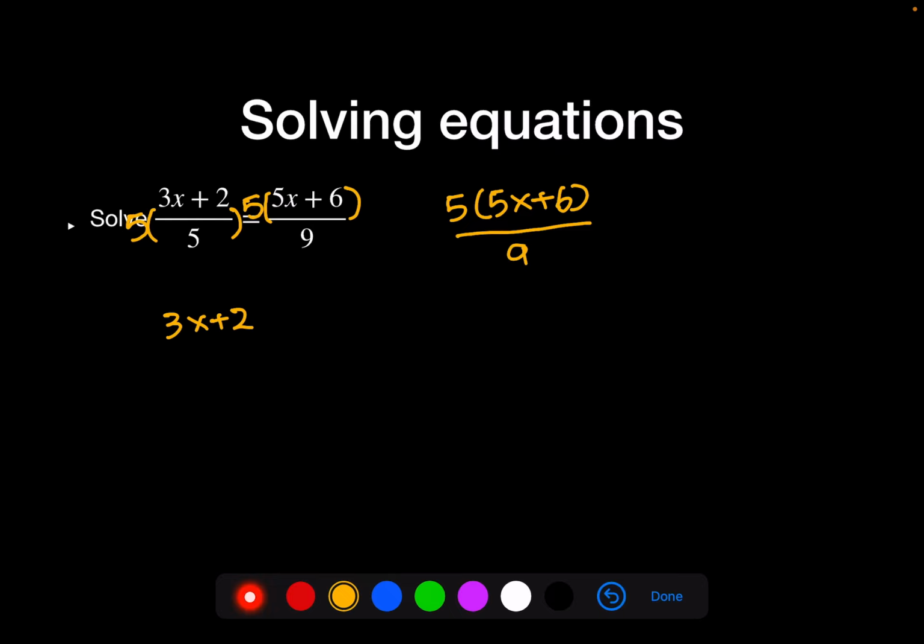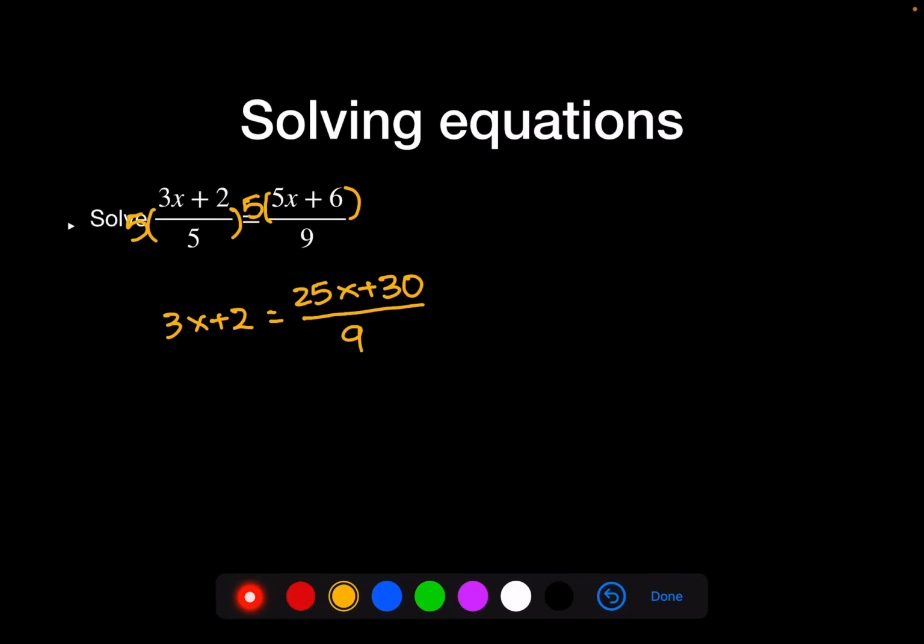So I have to expand the bracket on top first. Expanding the bracket on top, 5 times 5x is 25x, and then 5 times 6 is 30. So we have 25x plus 30 on 9. So we get that this is equal to 25x plus 30 on 9.